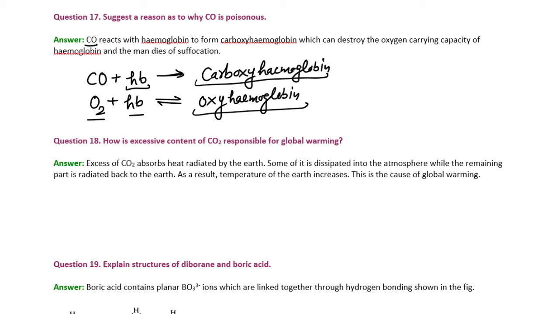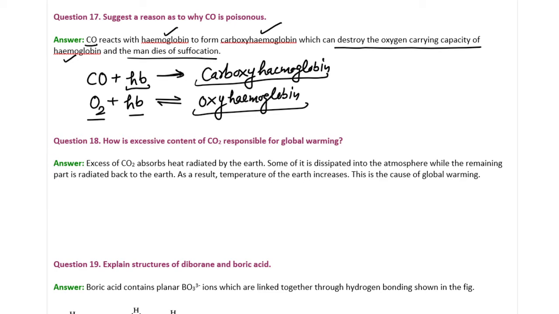See, CO reacts with hemoglobin and forms carboxyhemoglobin, and carboxyhemoglobin is very stable, 300 times more stable than oxyhemoglobin, and that's why it destroys the oxygen carrying capacity of hemoglobin, and therefore man dies of suffocation. Done.